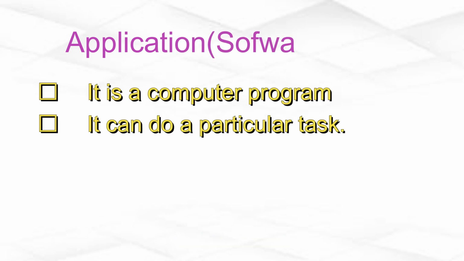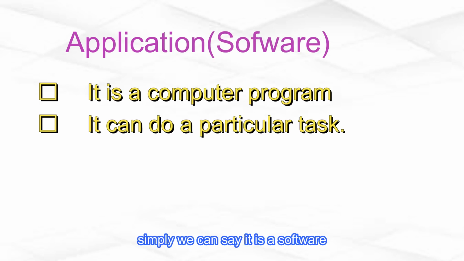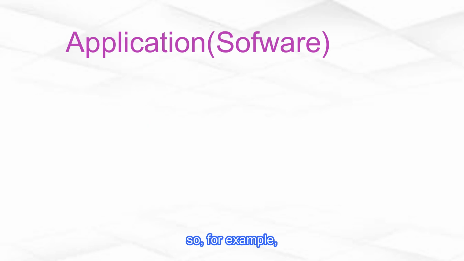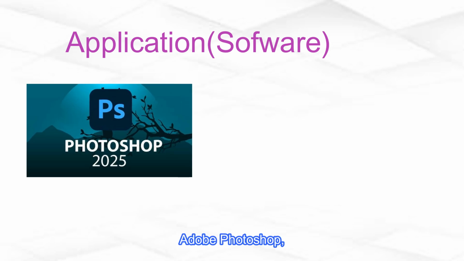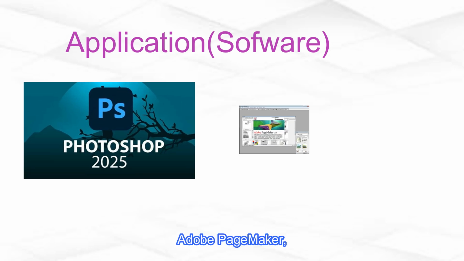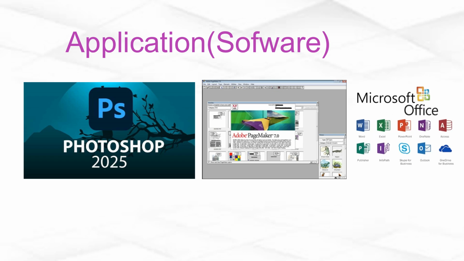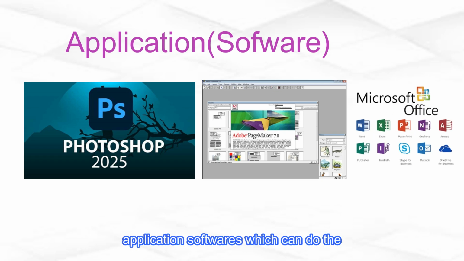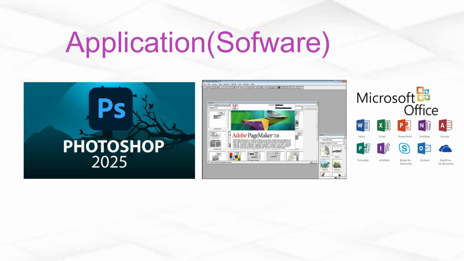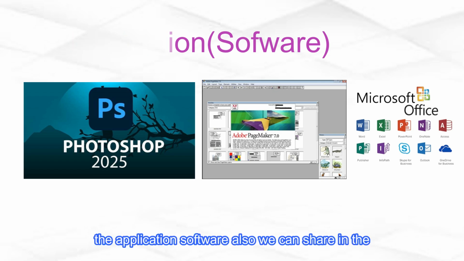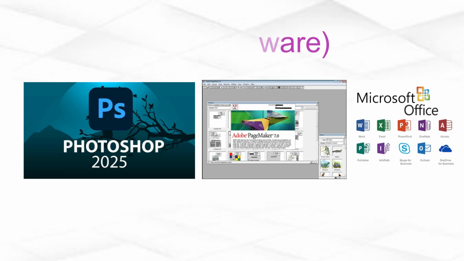Application simply means software or a computer program. It can do a particular task. For example, here we have Adobe Photoshop, Adobe PageMaker, MS Office. These are application software which can do particular tasks in a computer. So application software can also be shared in the network.